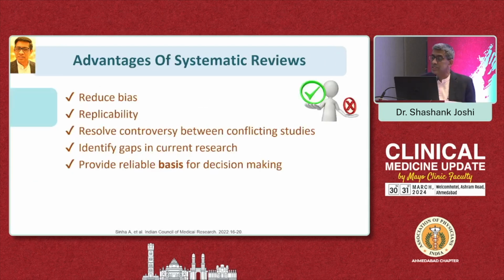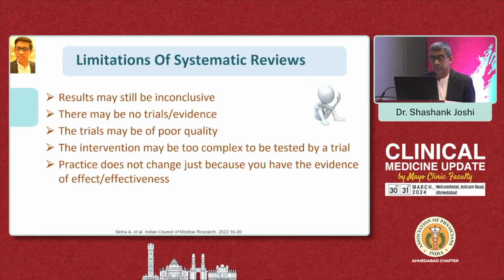So clearly the systematic review has to reduce bias. It has to be replicable or reproducible. It should resolve controversies surrounding conflicting studies. It should identify gaps in current research. And it should provide a reliable basis for decision making. Because ultimately, as providers, we are here for our patients.